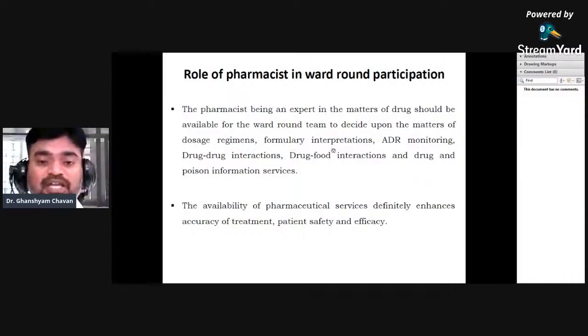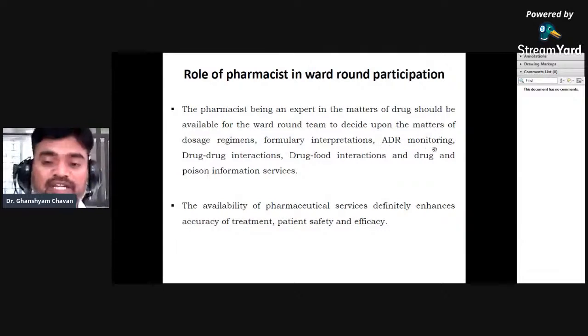And formulary interpretation means whatever formulary we are maintaining, in that we are doing its interpretation. We are maintaining the drugs according to the requirement of the patients, the drugs which are required for the treatments which are more commonly going on. Those most common drugs we try to maintain in our formulary, in our dispensary, and accordingly we make the list of the required drugs. So the formulary interpretation is also done by our pharmacist.